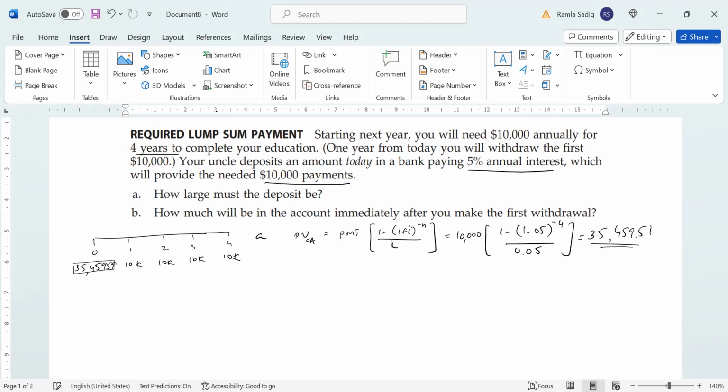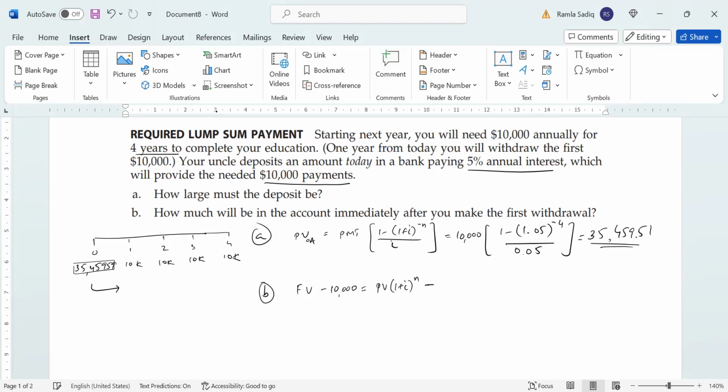In part B, it says how much will be in the account immediately after you make the first withdrawal. That's basically like saying that how much interest will have built on this in the first year, and then when you withdraw that $10,000, what will be left in the account? So it's basically taking the future value and deducting 10,000 from it. And so to calculate the future value of our initial investment, we'll say it's present value times (1 plus I) to the power of n.